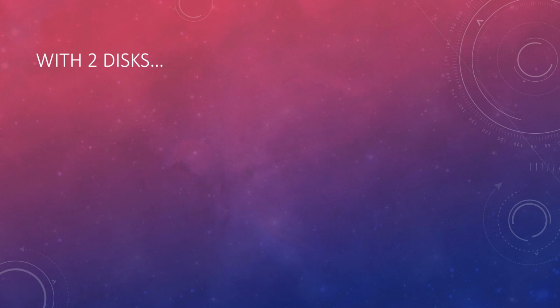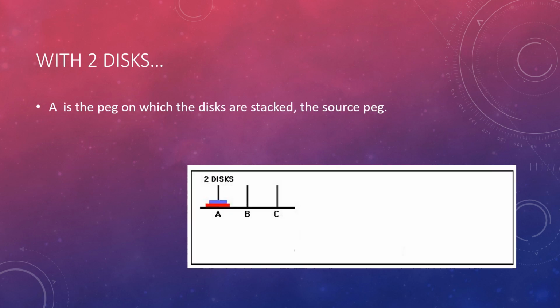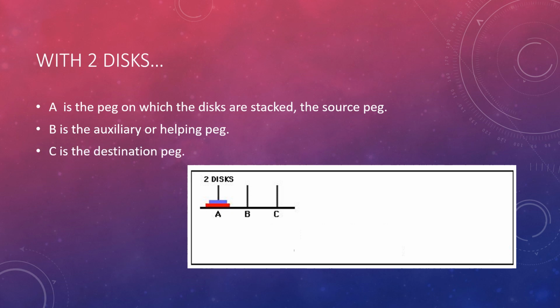How do we play the game with two disks? A is the peg on which the disks are stacked, the source peg. B is the auxiliary or helping peg. C is the destination peg. The first move is to move a disk from A to B. The smaller blue disk is moved to B.